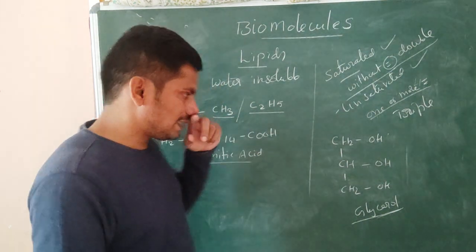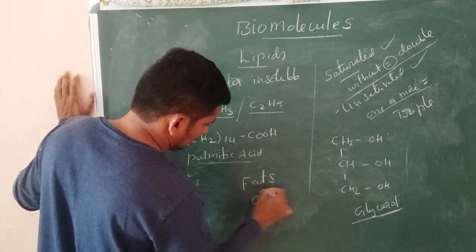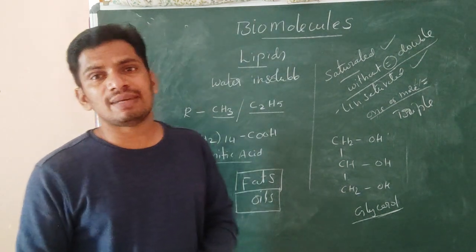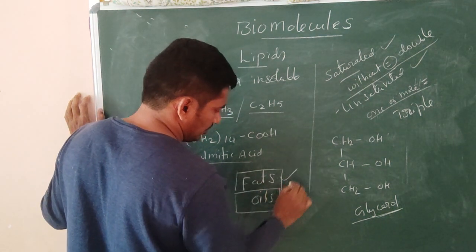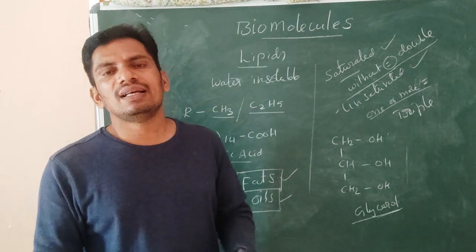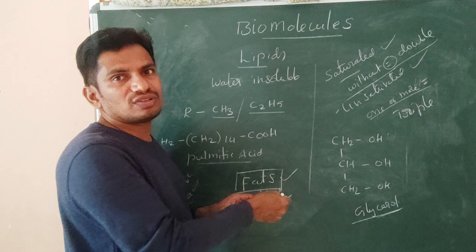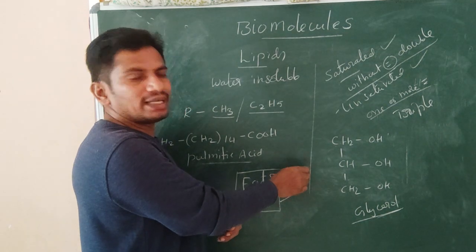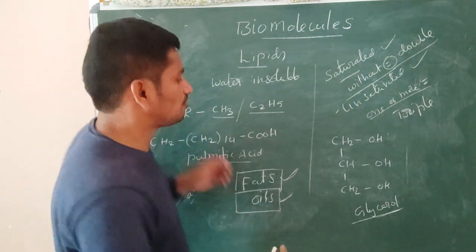You know about fats and oils. This classification is based on their melting point. Oils have a lower melting point than fats. That's the reason fats have a higher melting point and oils a lower one. The best example is gingelly oil, which stays in oil form even in winter. But coconut oil at low temperature becomes solid like a fat. Fats have a higher melting point than oils. And some phospholipids are there.